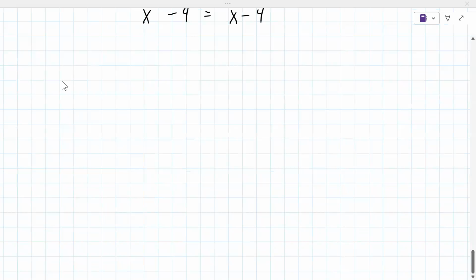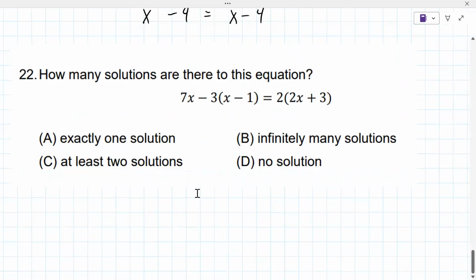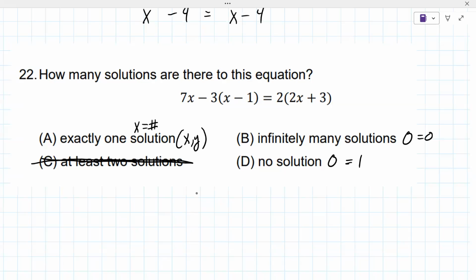Give me a moment here to add a few comments. So kind of the same type of question you're doing. Exactly one solution means there's an ordered pair, like you get X and a Y. Now in this case, you get X equals a number. Infinitely many solutions we've seen already is like the 0 equals 0. No solution is 0 equals like 1. It will never be at least two solutions. Or there's actually only three.